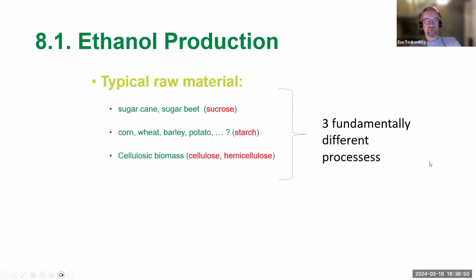Now we get to the three alternatives for ethanol production. The fourth one is this ethylene route from fossil-based ethylene, but that's not of interest during this course. The raw materials are totally, or not totally, but are different. So the fully sugar-based possibility based on sucrose.